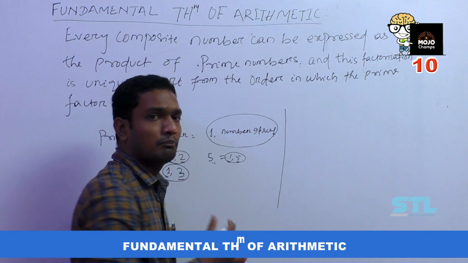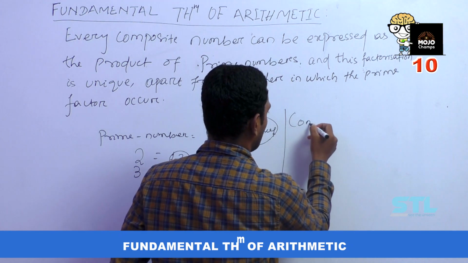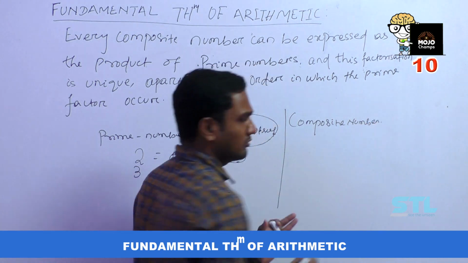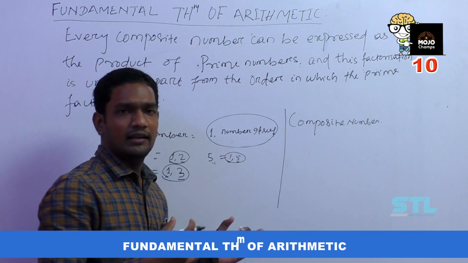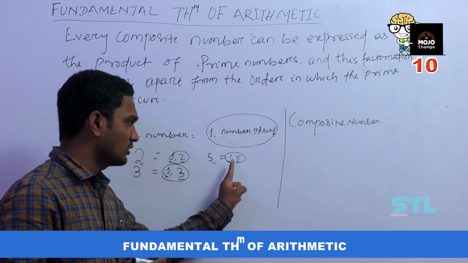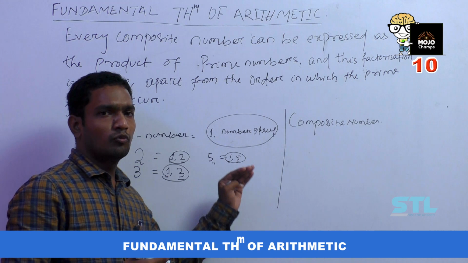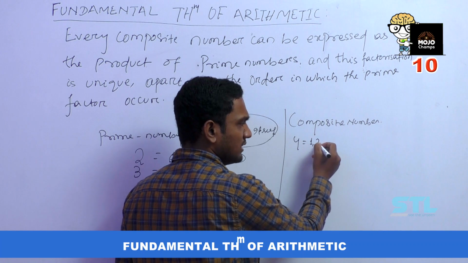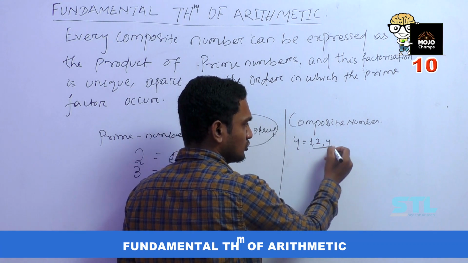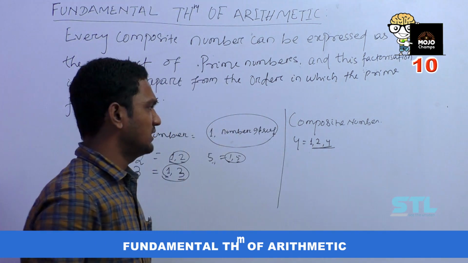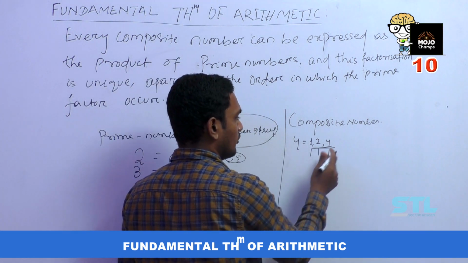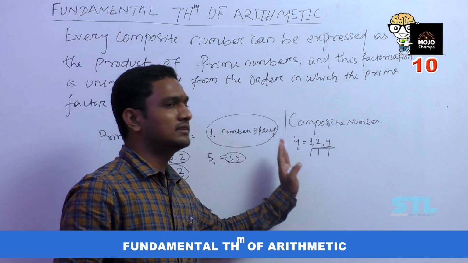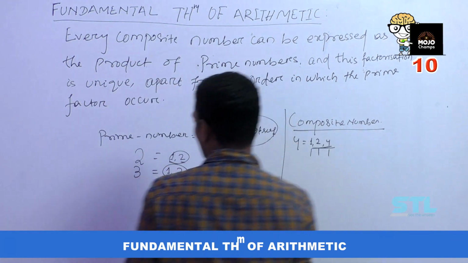Now, what are composite numbers? A composite number is one that can be divided by more than 2 factors, that is, more than 1 and the number itself. Suppose I take 4. 4 can be divided by 1, by 2, and by 4. So 3 factors. So it can be divided by more than 2 factors, and that's why it is called a composite number, and the other is the prime number.